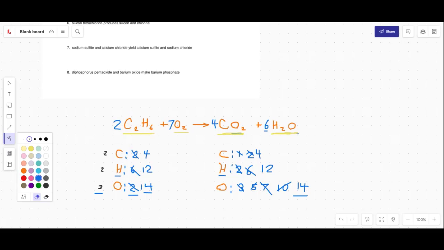Once you get the hang of it, it's not too hard, but it does require a significant amount of practice. Fortunately, there's a lot of practice up on our website with this. All right, so let's go ahead and switch gears. We're going to go to predicting the products.